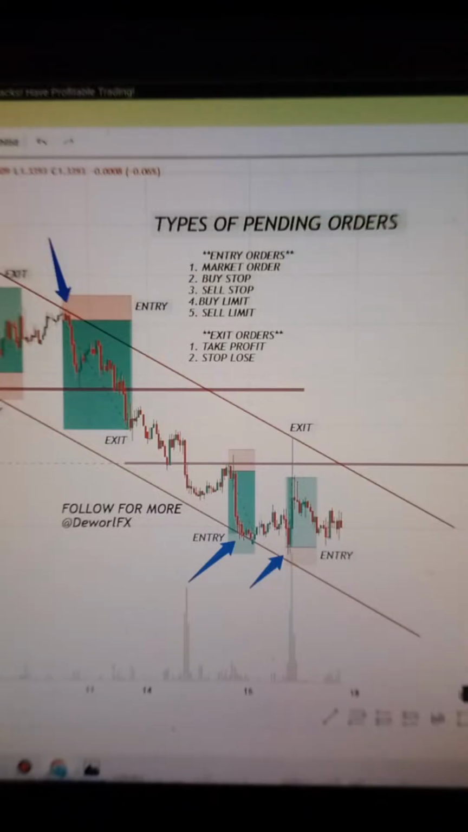Today we are looking at types of orders. And when we talk about types of orders, we have almost 8 types of orders.